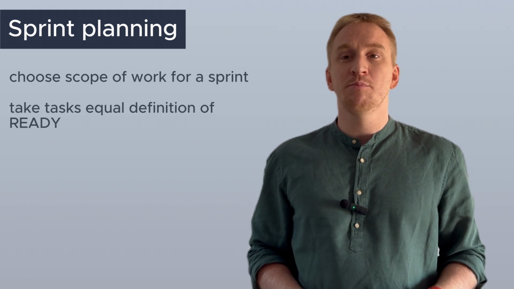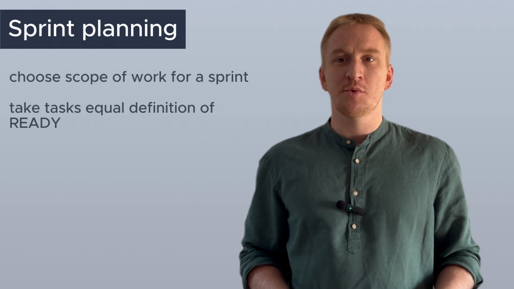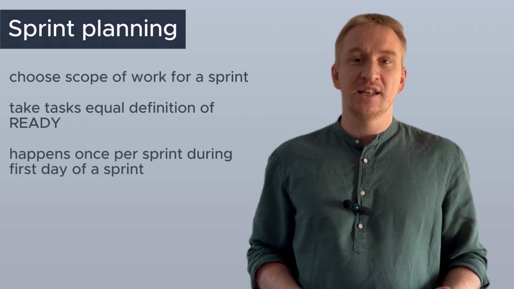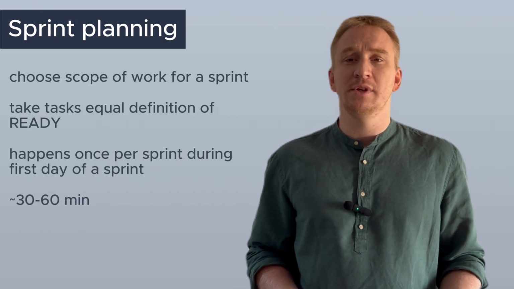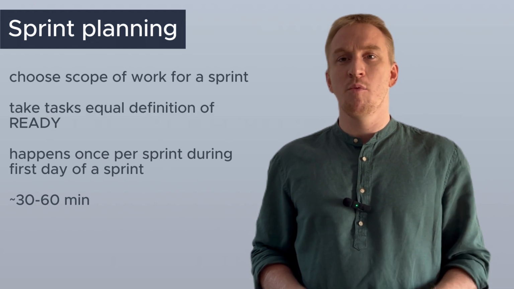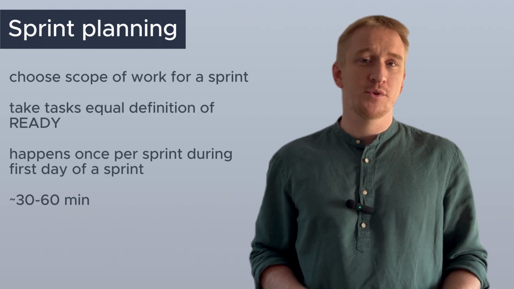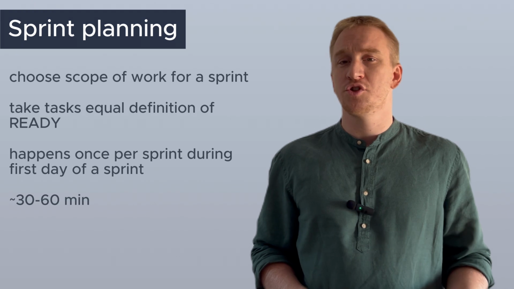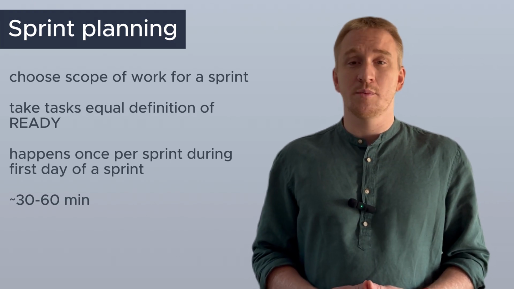When does the sprint planning happen? Sprint planning happens once per sprint during the first day of the sprint. And typically, sprint planning goes between like 30 and 60 minutes. And all members who are going to deliver the scope of work within the sprint should join the sprint planning. For example, project manager, business analyst, tech lead, product owner, quality assurance guys, designers, developers, and stakeholders are optional.